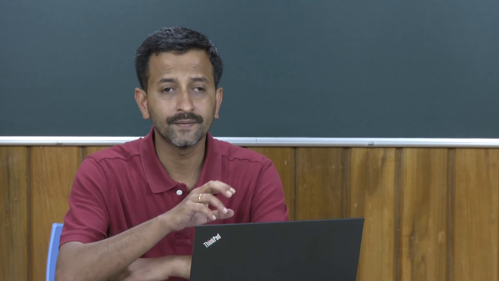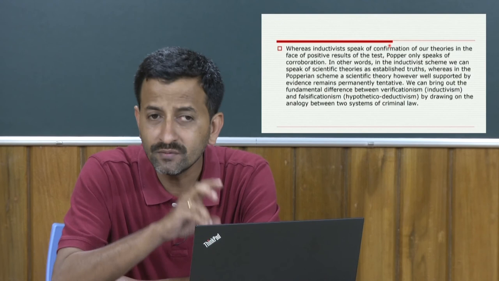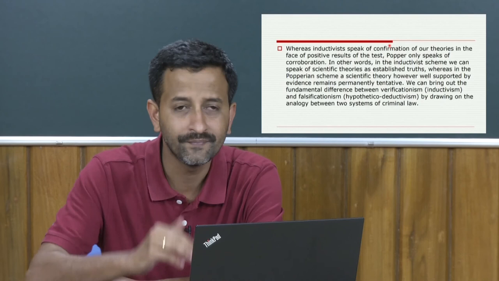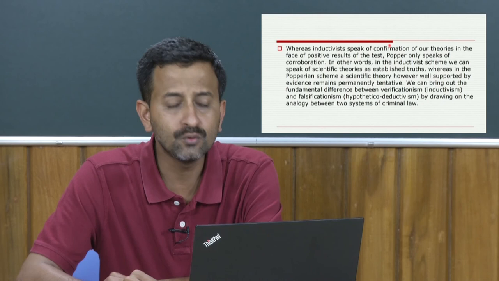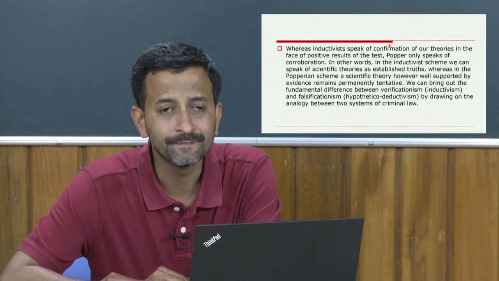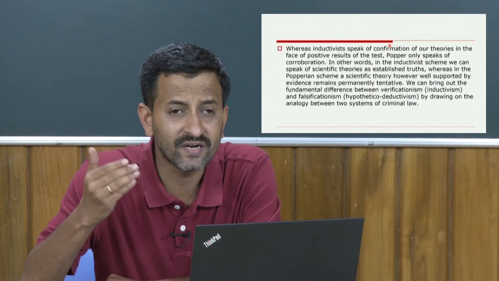What we have been discussing is the fundamental difference between verificationism, as propounded by inductivism as well as positivism on the one hand, and falsificationism, as propounded by hypothetico-deductivism on the other, by drawing on the analogy between two systems of criminal law. This is very important. We must provide at least an example to show the basic differences between the principle of verificationism and the principle of falsificationism.